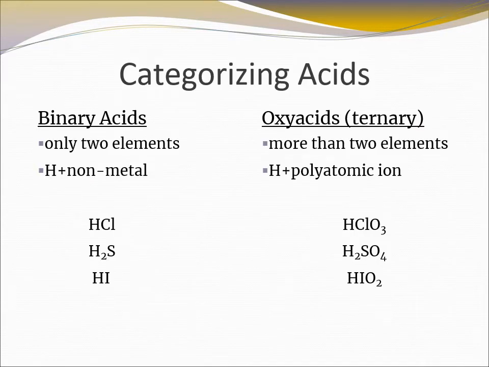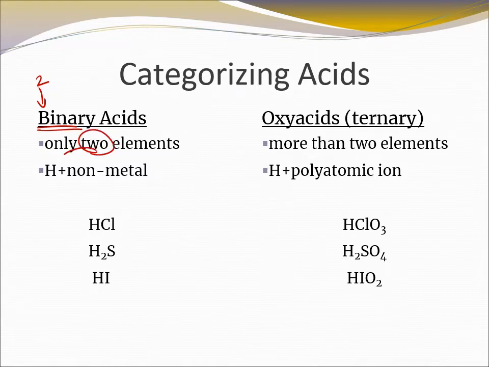The rest of today's lecture is about naming acids, and we actually have two different groups of rules to name acids, so we need to be able to categorize the acids so that we know which group of rules to use. So acids can be binary or they can be oxyacids. Binary acids, bi means two. Binary acids have two elements, only two, no more.